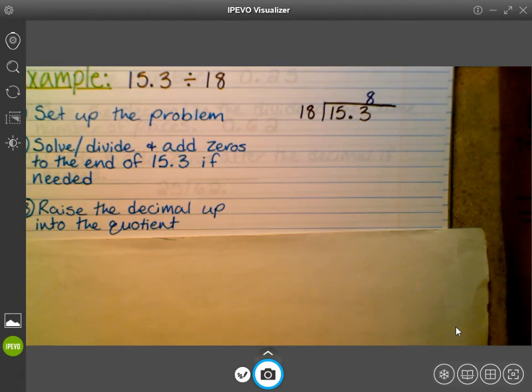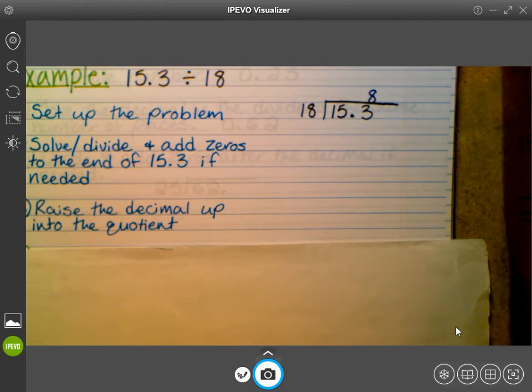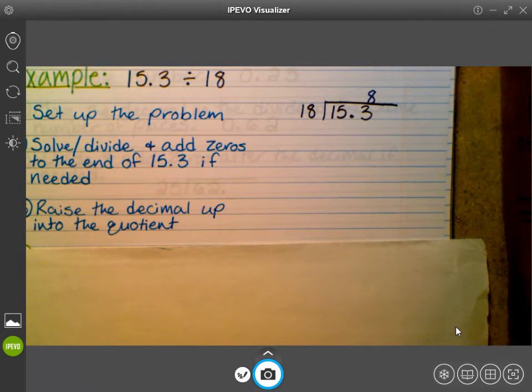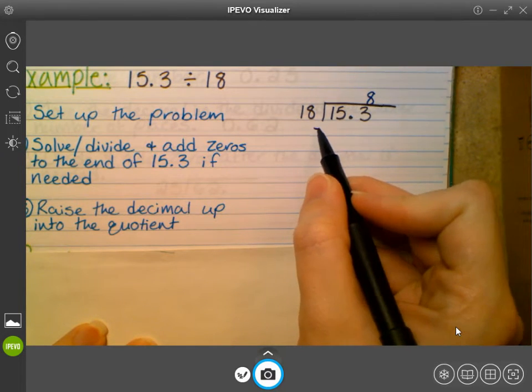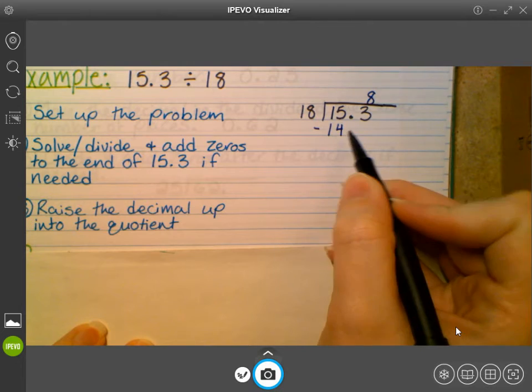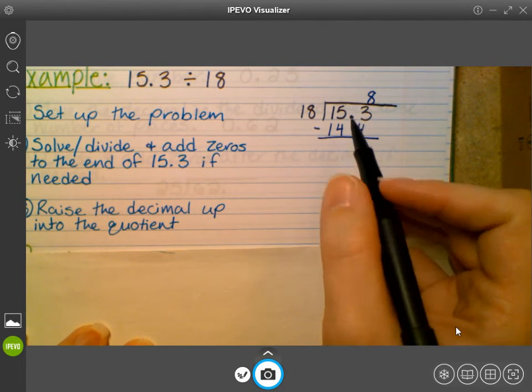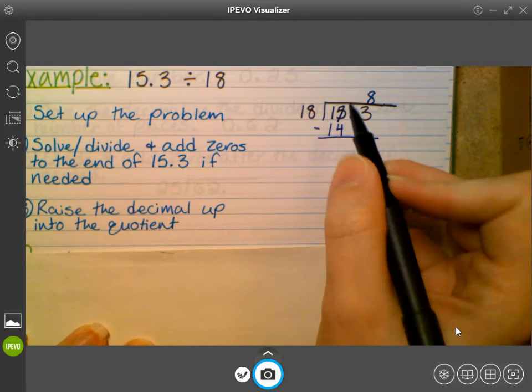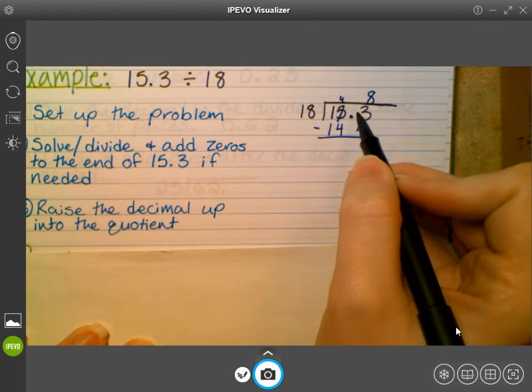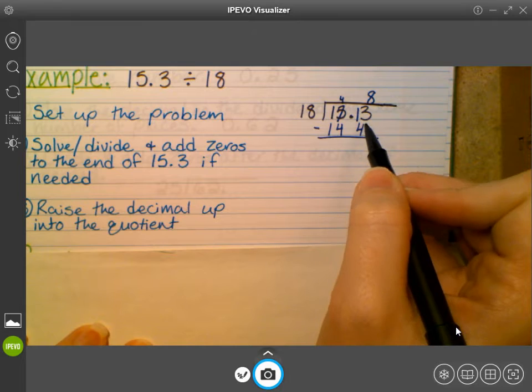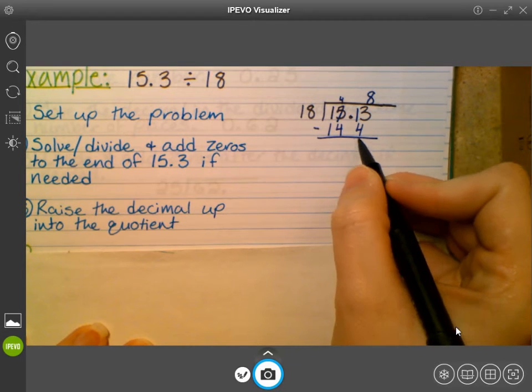8 times. What is 18 times 8? Who can raise their hand and tell me? What is it, Chanel? Who agrees with Chanel? 144. Yes, it is 144. So we would subtract 144. Now I can't do 3 minus 4, so I would borrow from the 5. That would become a 4. Add a 1 onto my 3. 13 minus 4 is 9.